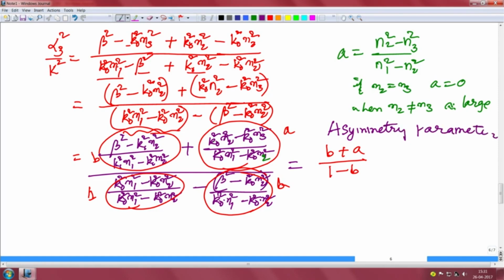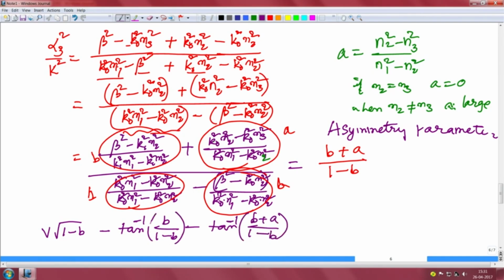So, with this we can rewrite our equation for the characteristic modes of the asymmetric slab waveguide as v root 1 minus b minus tan inverse root of b by 1 minus b minus tan inverse root of b plus a by 1 minus b equals m pi.